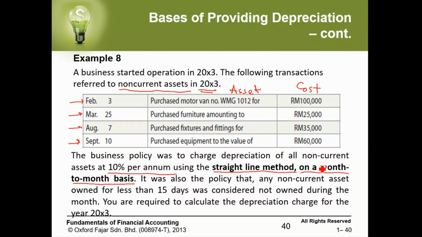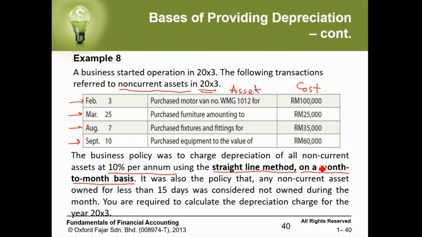But in case you have been informed that it is month-to-month, then you will calculate month-to-month. So the default way is to calculate on a year-to-year basis. Once you have been given a question with no mention of whether it's year-to-year or month-to-month, you have to calculate on a yearly basis. But if the question states that it is month-to-month basis, then yes, you have to calculate on a monthly basis.